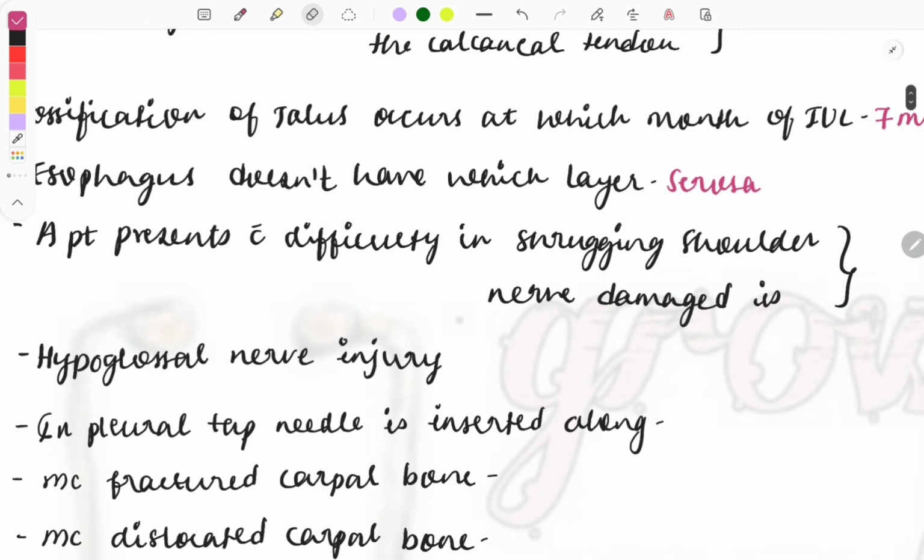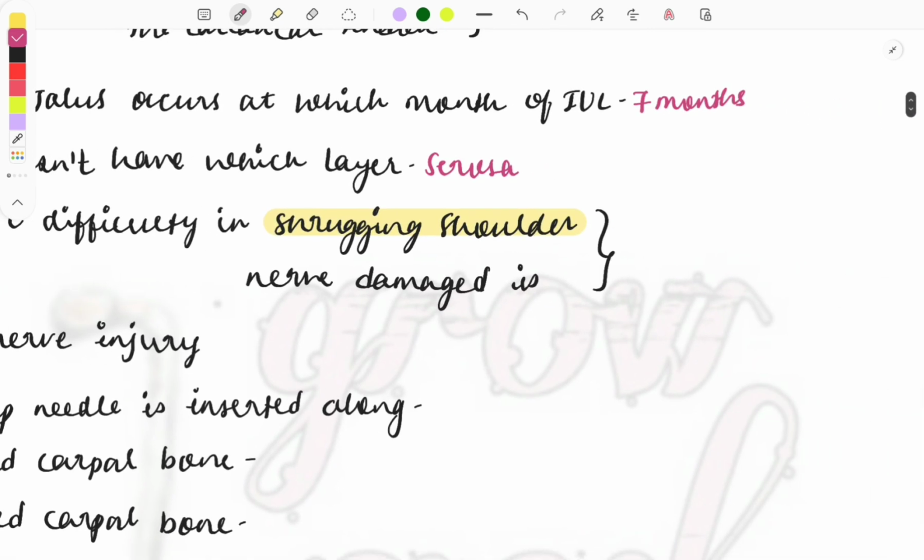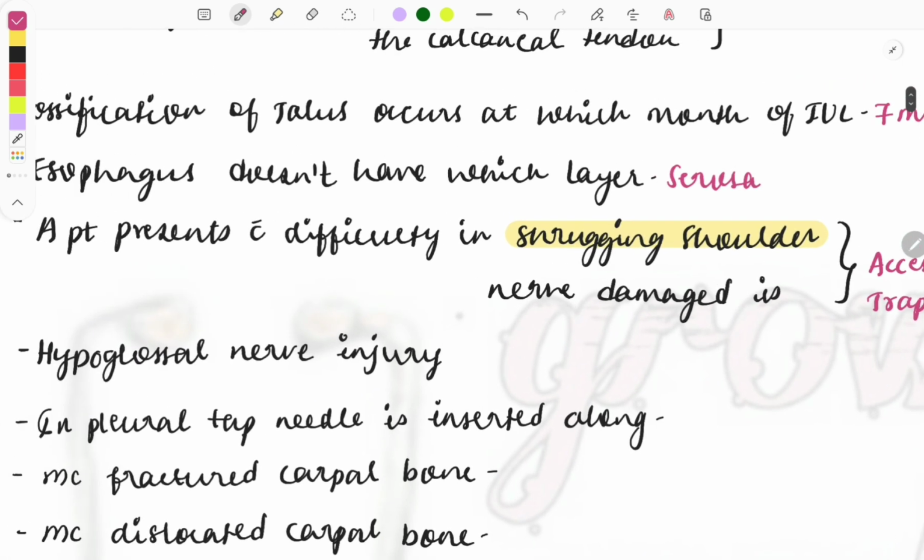Then a patient presents with difficulty in shrugging the shoulders. So the nerve damaged will be. This is an important keyword which you can find in the clinical case, and if a simple one line is given, then also difficulty in shrugging the shoulder means the trapezius muscle is damaged. So two things: if they're asking the nerve, then it is the accessory nerve, and this accessory nerve supplies the trapezius muscle. So the trapezius muscle will be damaged, and this will cause the difficulty in shrugging the shoulder. So two important things, muscle and the nerve.